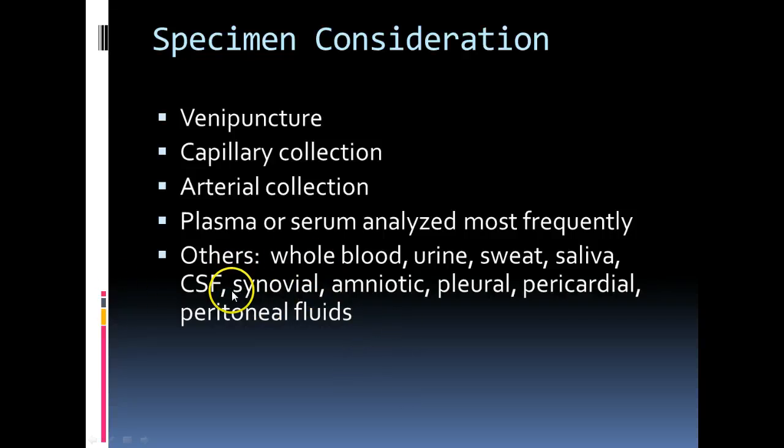Some of the ones on here that you may not be familiar with, synovial comes from your joints, okay, so it could be elbows and knees and things like that. Amniotic is the sac where the baby is. Pleural would be something with your lungs. Pericardial is around your heart. Peritoneal would be what your guts are floating in, or your stomach and your intestines and such.